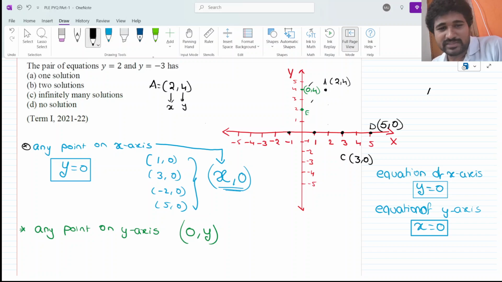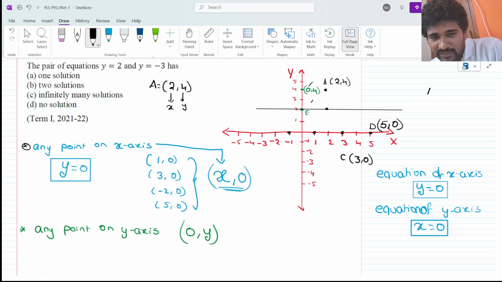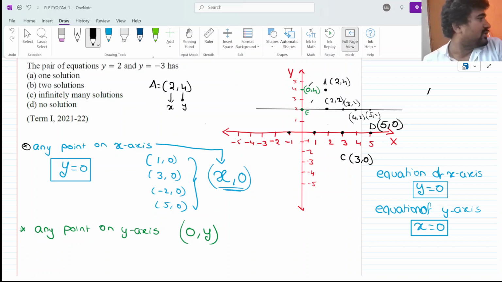Okay, all the points are on one line I am drawing. Understand? So, what is the coordinate of this point? It is 2, 2. What is the coordinate of this point? 3, 2. What is the coordinate of this point? 4, 2. And this point? 5, 2. Understand? 5, 2. And this one? 2, 2. What did you observe?